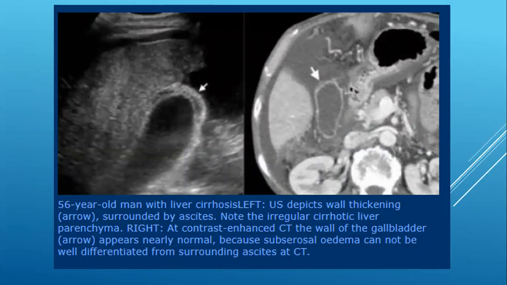The most common. A 56 years old man with liver cirrhosis: ultrasound detected wall thickening, surrounded by ascites, with irregular cirrhotic liver parenchyma. Here we see a small size liver, irregular outline, ascites, and thick wall. It comes to mind that this is liver cirrhosis, not cholecystitis, causing the thickened gallbladder. Contrast enhancing CT of the gallbladder wall appears nearly normal because subserosal edema cannot be well differentiated from the surrounding edema. And of course the sac is thick, but because of the edema the wall disappears.